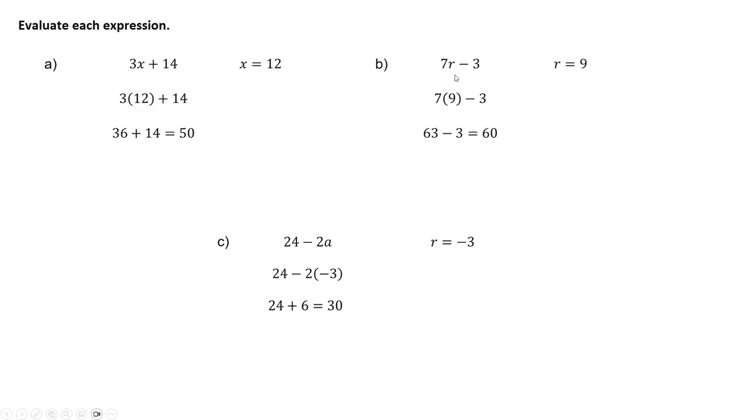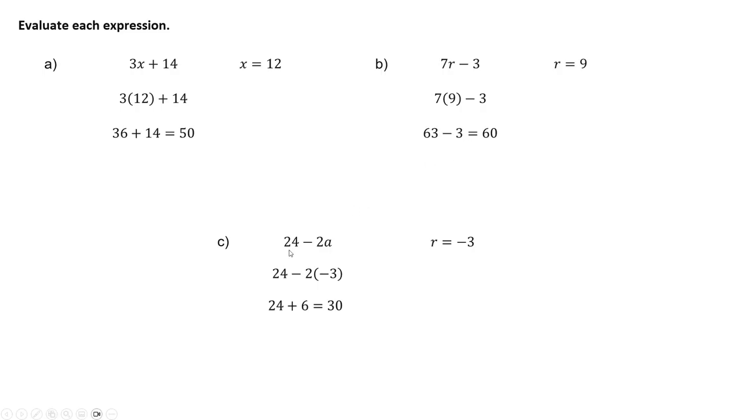For this question, 7r minus 3, we're told that r has a value of 9. So we simply take this value of 9, plug it in where r was, gives us 7 times 9 minus 3. 63 minus 3 equals 60.